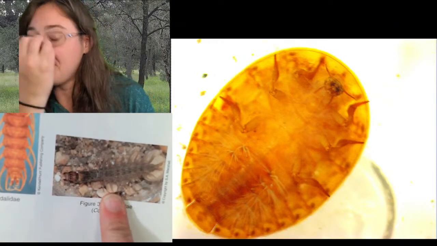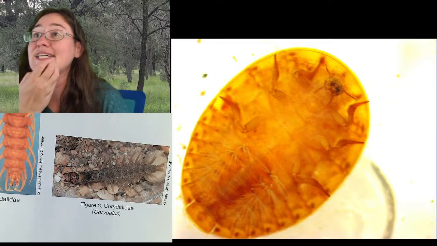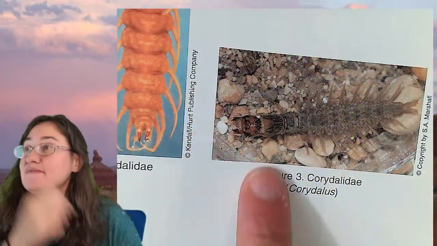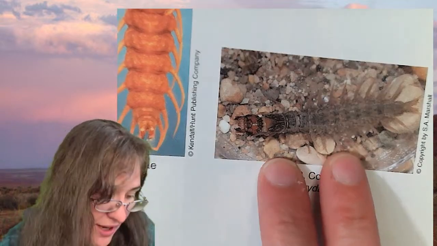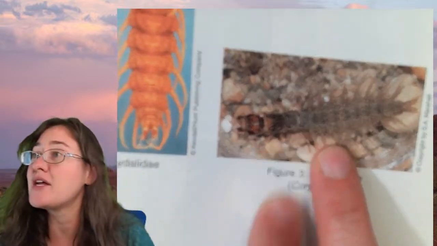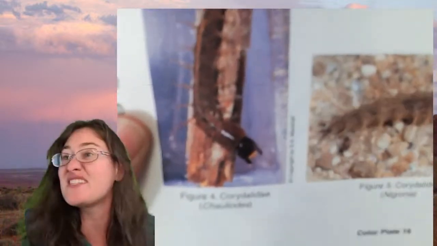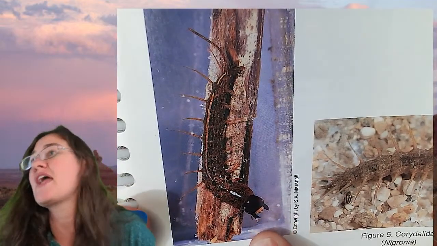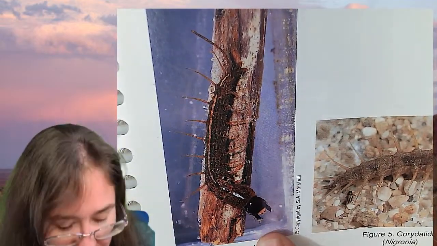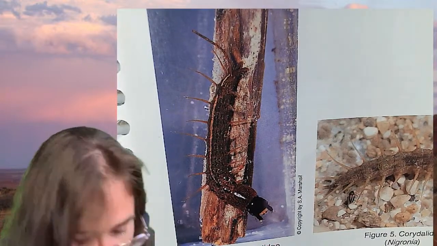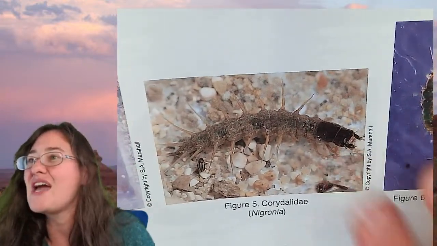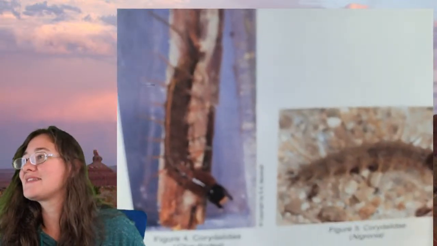So, we've got this little friend here. This is one type of Hellgrammite. He's hanging out on the bottom with some of his rocks, and this guy here prefers to hang out upside down, it looks like, on a stake. So, yep. Corydalids.